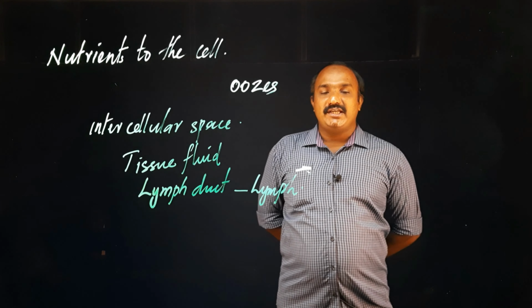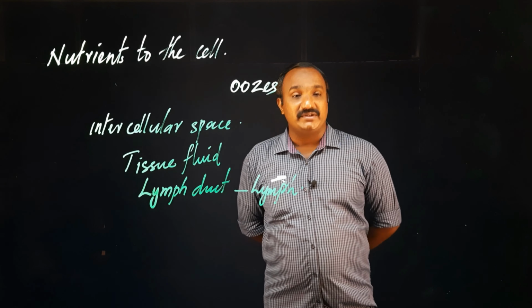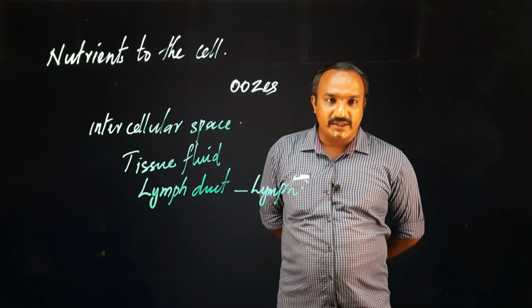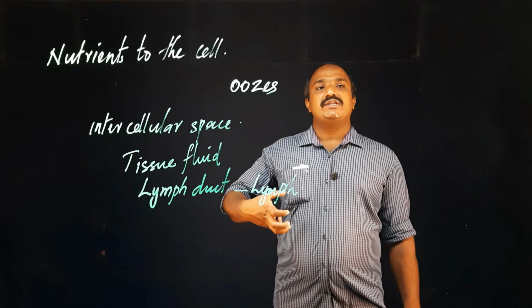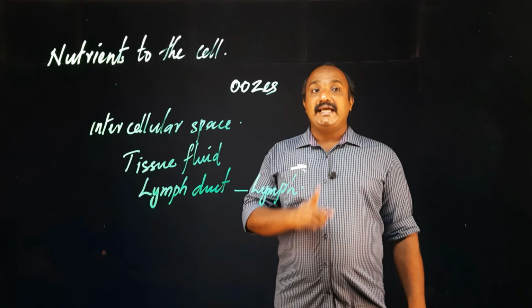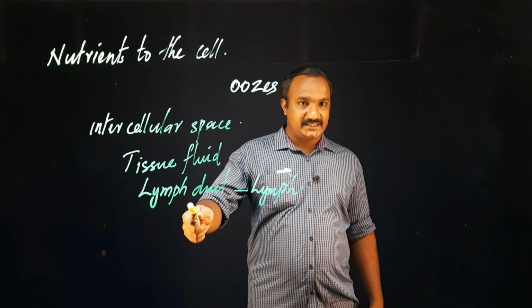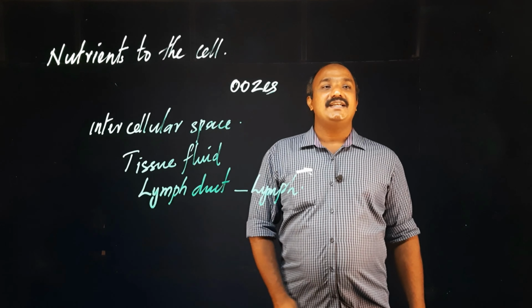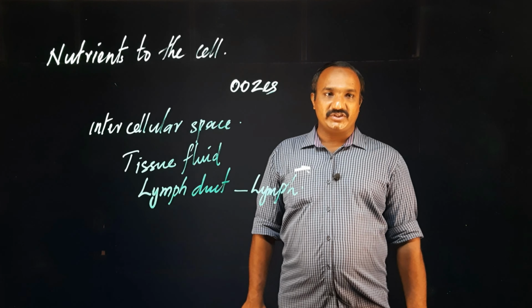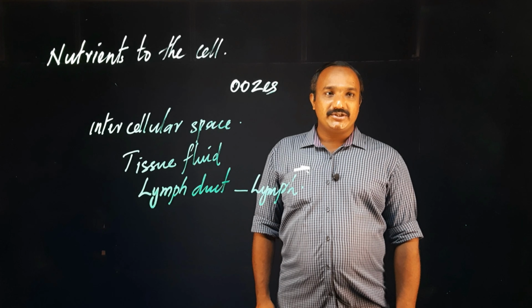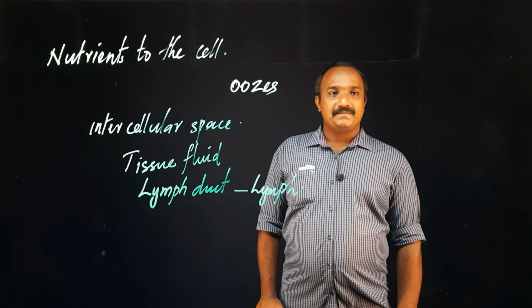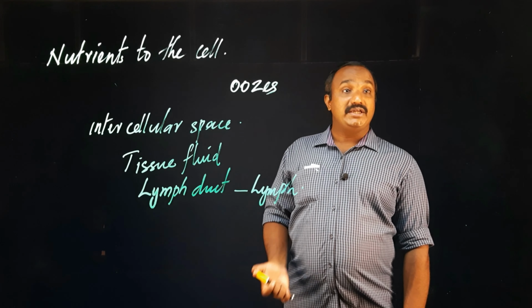Clear? Then exchange of material from the tissue, from the cells, is taking place through what? Tissue fluid. Then tissue fluid is absorbed back into the blood. At that time, some tissue fluid may enter into the lymph duct. They are called what? Lymph. This is the first part that we have to study today. Is it okay? Then we can study about lymph.